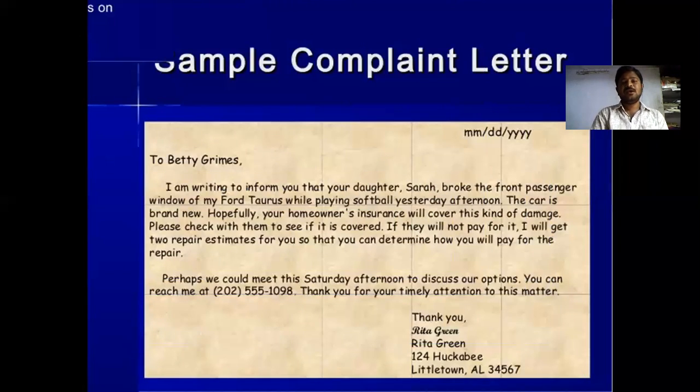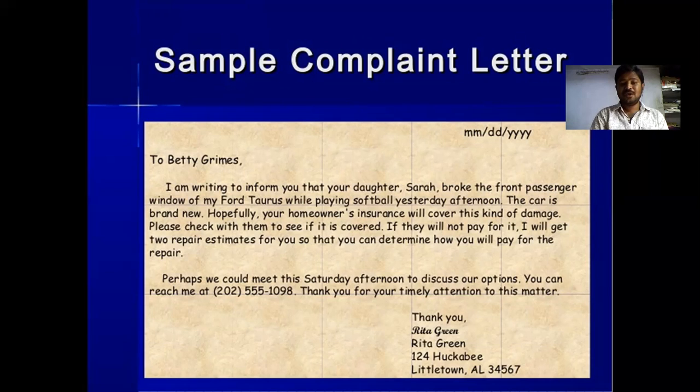The next is a simple complaint letter, as we see in this one. I am writing to inform you that your daughter Sarah broke the front passenger window of my Ford Taurus while playing softball yesterday afternoon. The car is brand new.